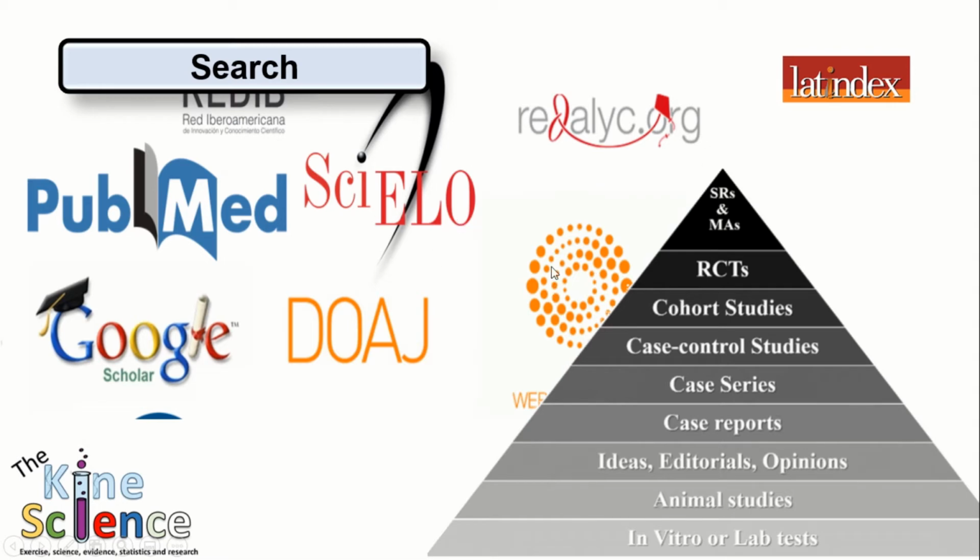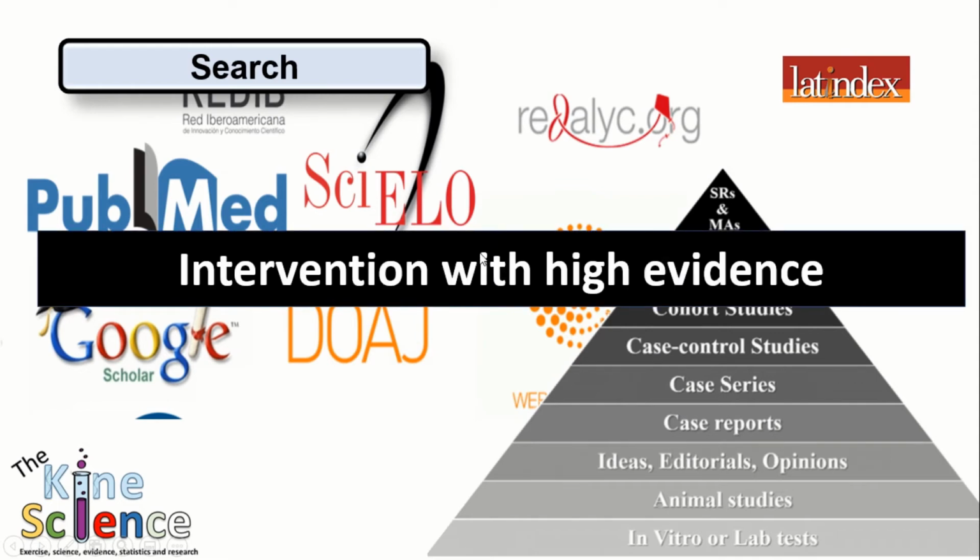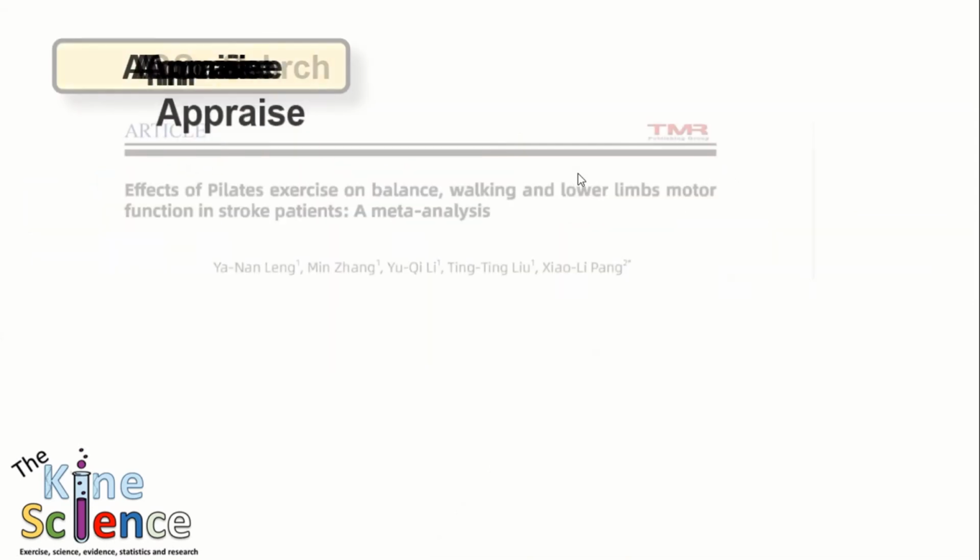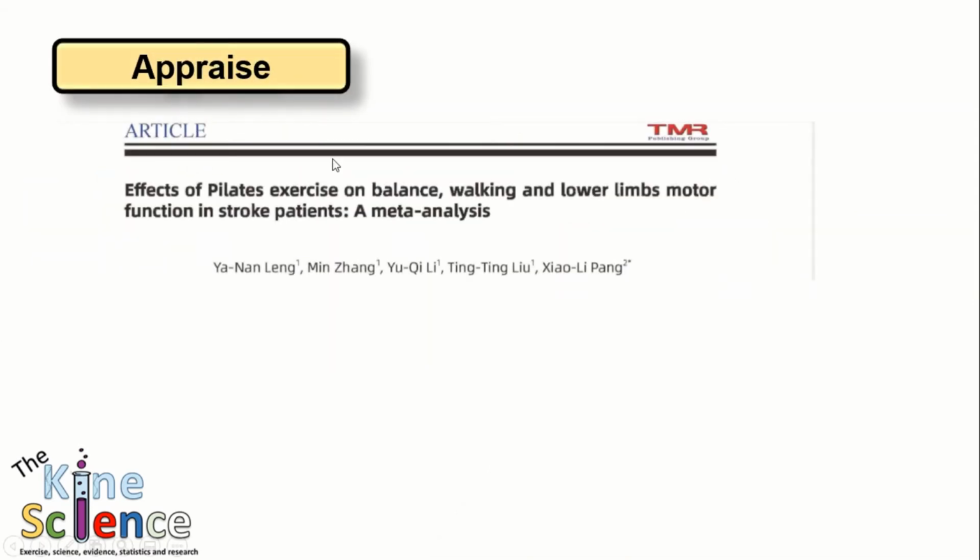So if you are looking for, for example, something related with Pilates or stroke, you have to put these keywords in this database and look for systematic reviews, meta-analyses, or randomized clinical trials in this area, and you can use an intervention with high evidence. So the third step, you have to appraise the evidence.